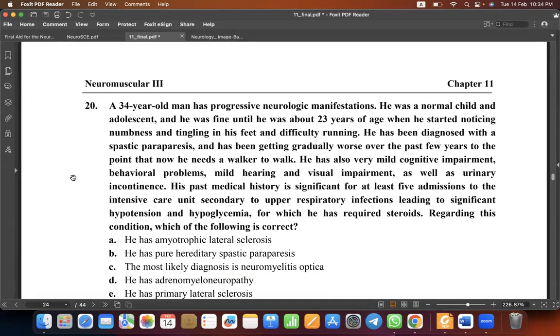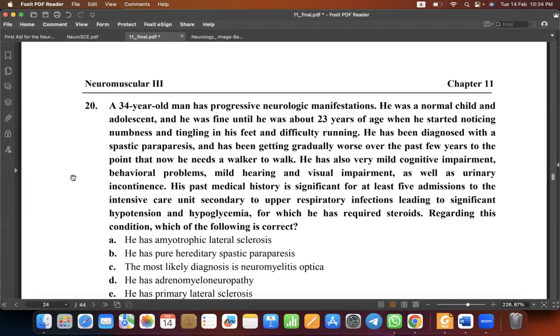Then he started noticing numbness and tingling involving the feet and difficulty in running. He has been diagnosed with spastic paraparesis, has been getting gradually worse over the first few years, and now he needs a walker to walk. So it's a rapidly progressive condition as well, right? There is some mild cognitive impairment, some behavior issues, some hearing problem, some vision problem, as well as urinary incontinence. So it's becoming a difficult condition to diagnose.